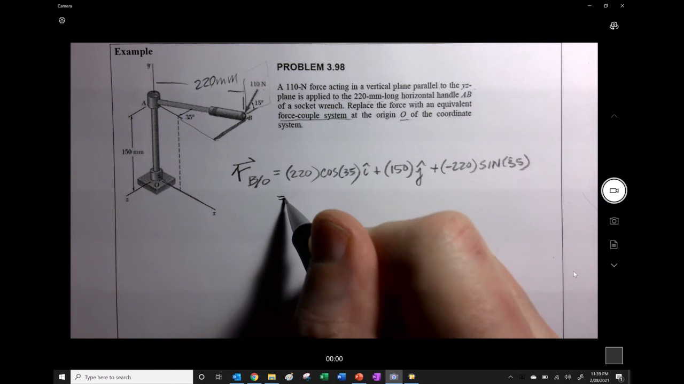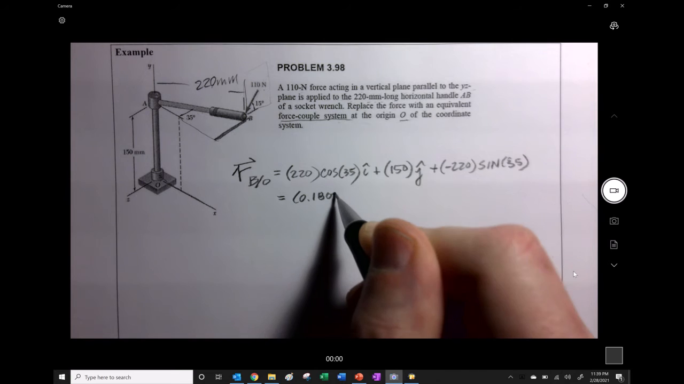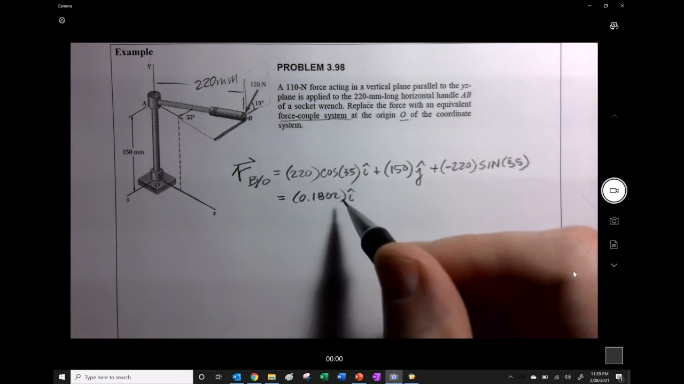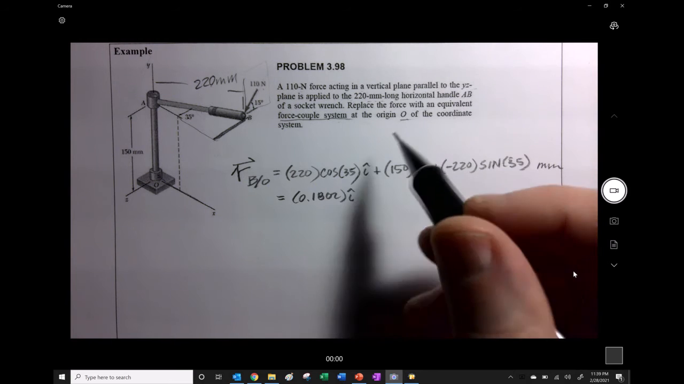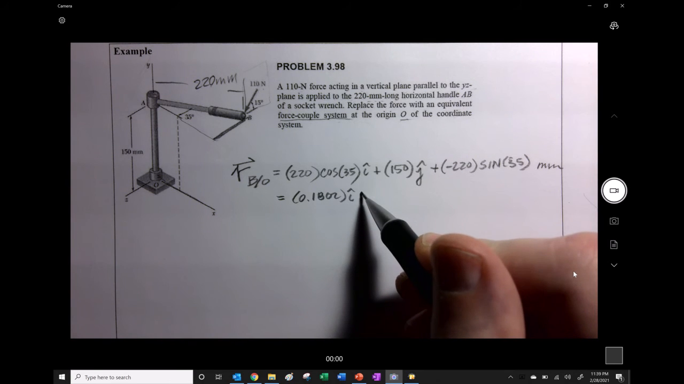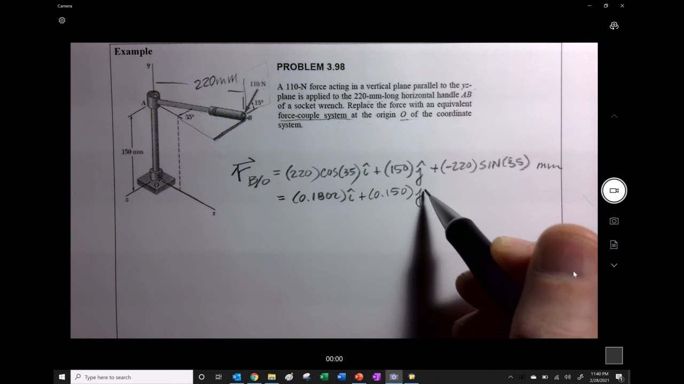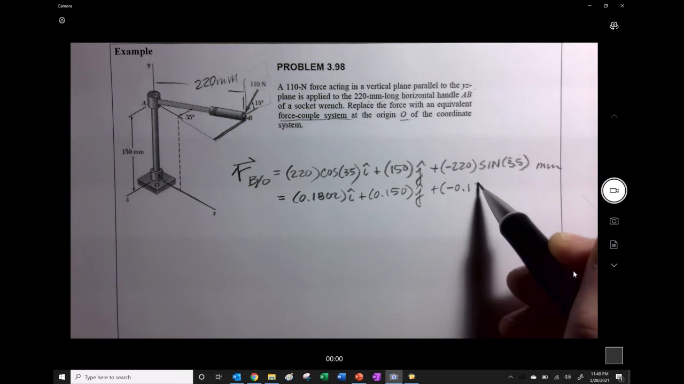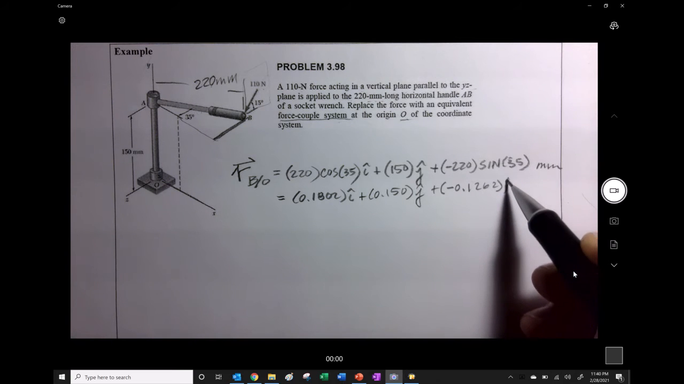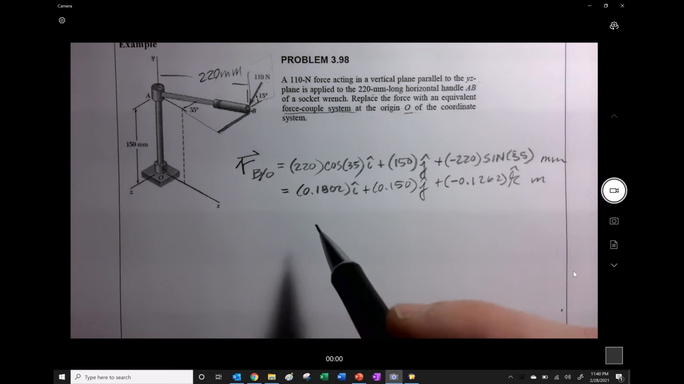So we're going to get 0.1802 I. Well, I turned it to meters, right? This was in millimeters, so I'm going to turn the thing into meters. I do this. It's my jam. Then 0.1262 K, and now I've turned those into meters. I did that along the way too.